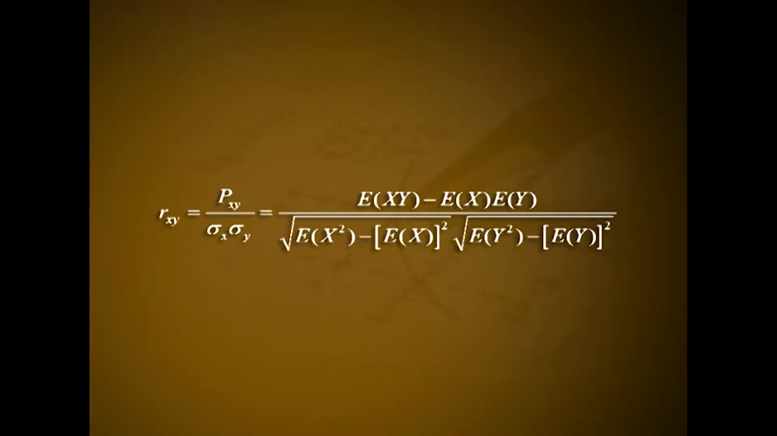For two random variables x and y, the coefficient of correlation expressed in terms of expectation is Rxy equal to Pxy by sigma x sigma y, that is equal to expectation of x into y minus expectation of x into expectation of y divided by square root of expectation of x square minus (expectation of x) the square into square root of expectation of y square minus (expectation of y) the square.